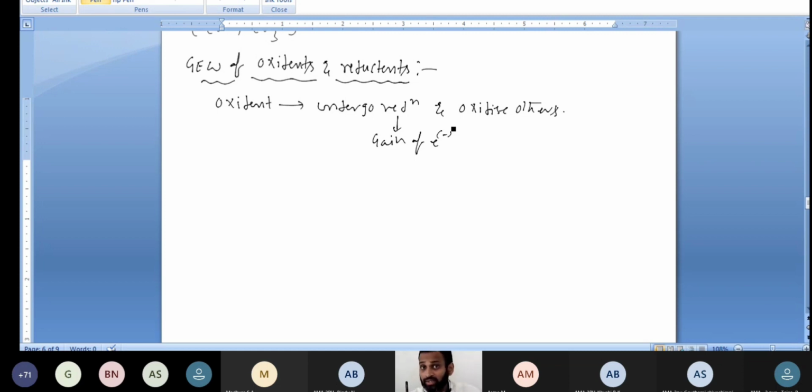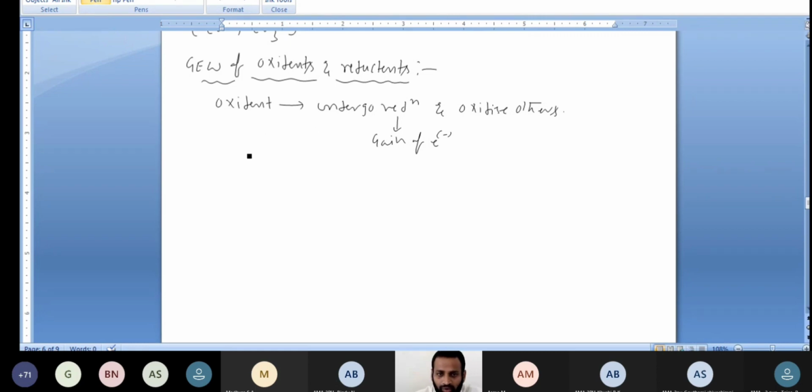Who is the oxidizing agent? X. So X will gain electrons by undergoing reduction. Y, what happened? Y loses electrons, Y undergoes oxidation. So when X reacts with Y, X is the oxidizing agent, so X will undergo reduction by gaining electrons. Clear? Okay. So oxidant means those who undergo reduction and oxidize others.